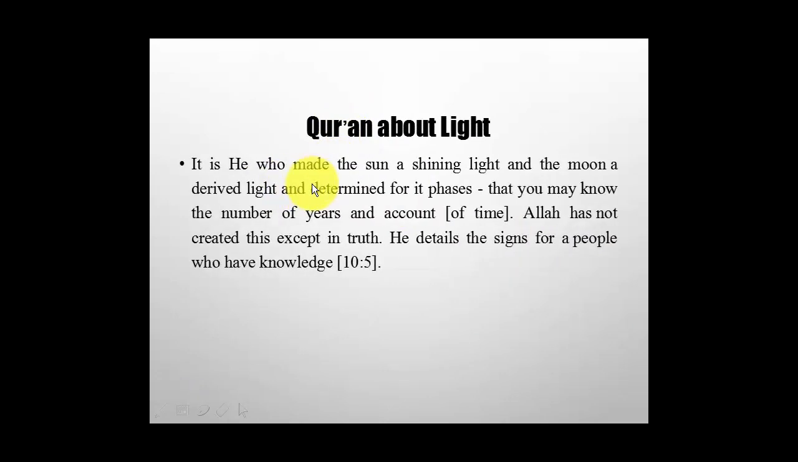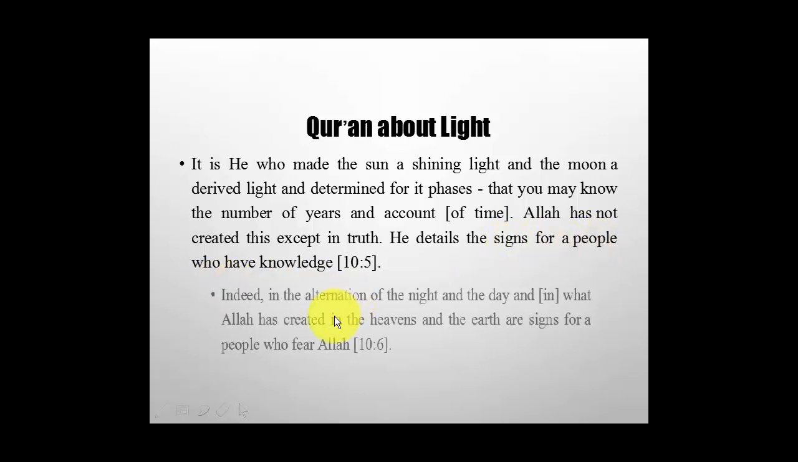Photodiode, the relation of light in Islamization. It is He who made the sun a shining light and the moon a derived light and determined for it phases, that you may know the number of the years and account. Allah has not created this except in truth. He details the signs for a people who have knowledge.